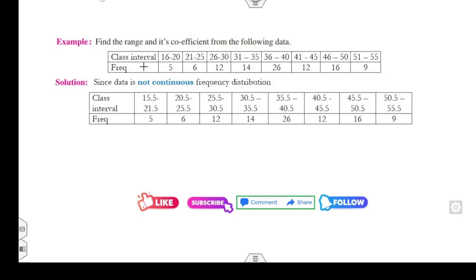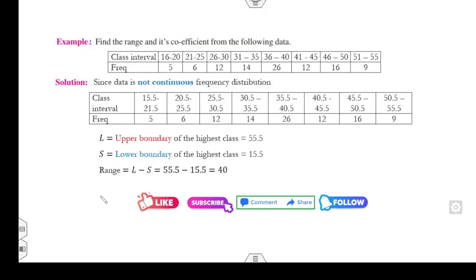Anyhow, now you can see it is my continuous and our target is to calculate the range, and range is independent of the frequency. So can you calculate the lower limit? Lower limit is my largest limit. Largest value is my 55.5 and smallest limit is my 15.5. So can you calculate the range? The range will be L minus S. 40 is my range. Fine.